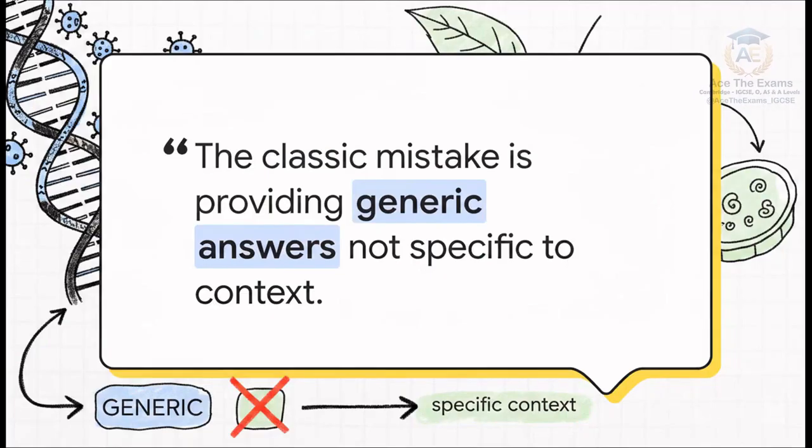Check out this warning straight from a principal examiner report. They say the classic mistake is providing generic answers not specific to the question context, and that you must always link every point to the given scenario. This is huge. If a question is about a specific plant virus hijacking the template strand and you write a generic essay on human DNA, you will lose the marks. You absolutely must anchor your theory to the exact scenario and organisms given in the prompt.